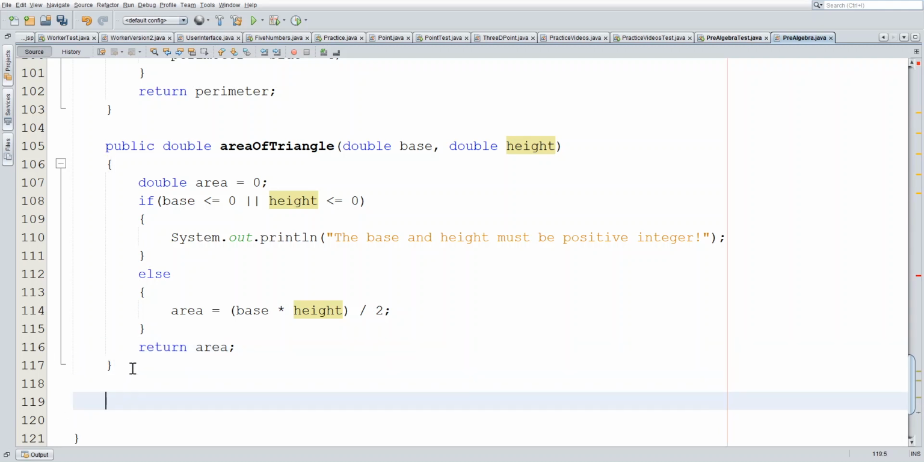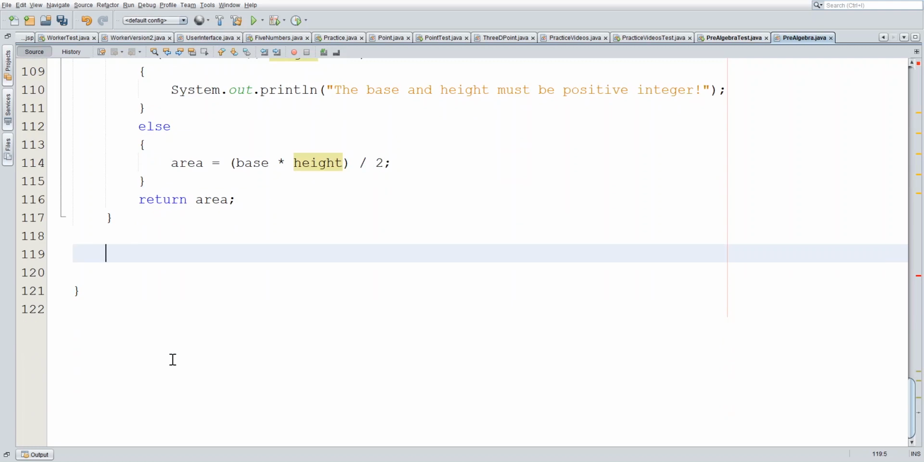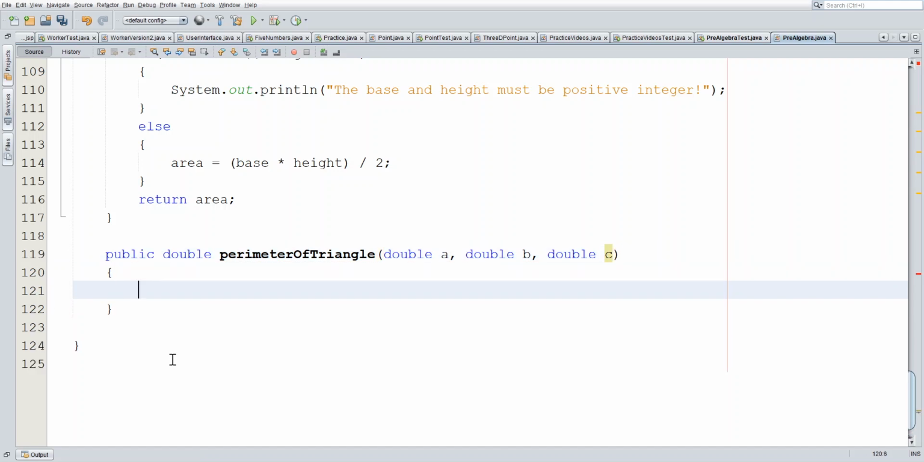And then let's go ahead and do the perimeter. So the perimeter is going to be a little bit different, right? So public double perimeter of triangle. So this time we need to add 3 sides of the triangle, and they could all be 3 different lengths, right? So we're going to do double A, double B, and double C into our parameters. So this will take 3 arguments when we call the method. So we need a place to store the perimeter, and we'll initialize that to 0 of type double.